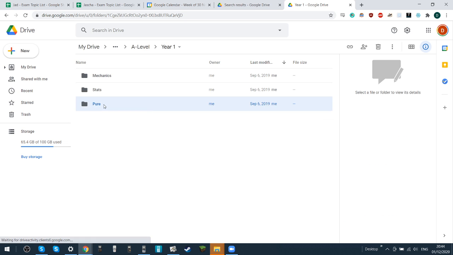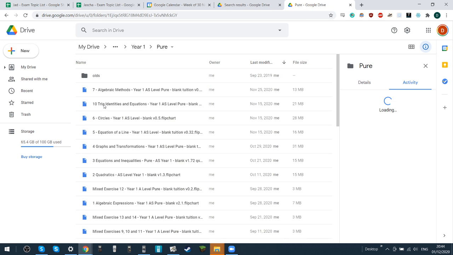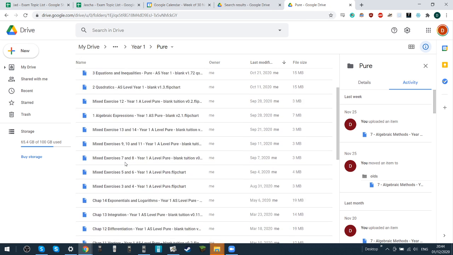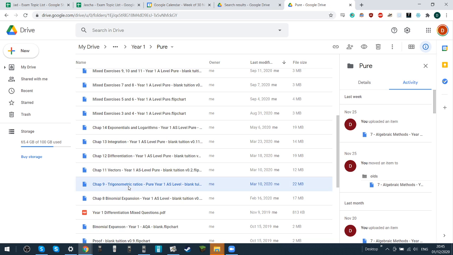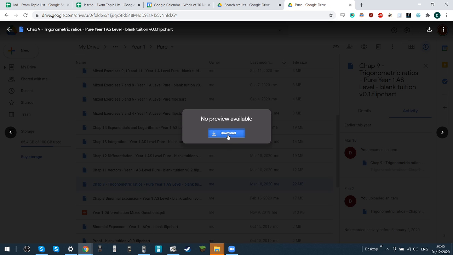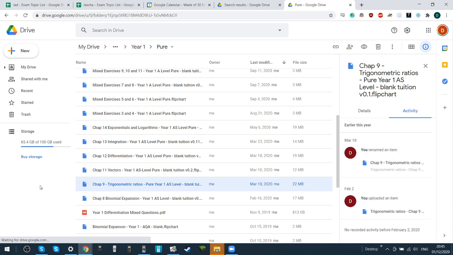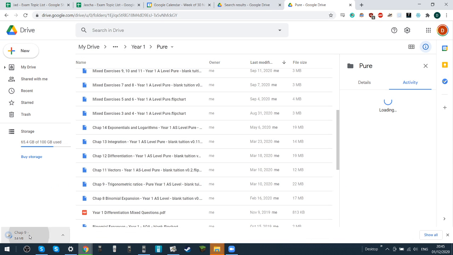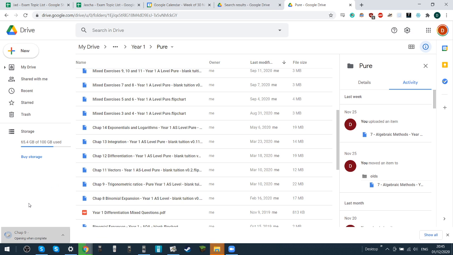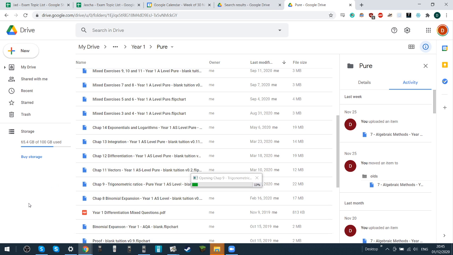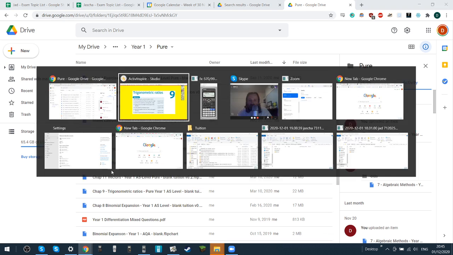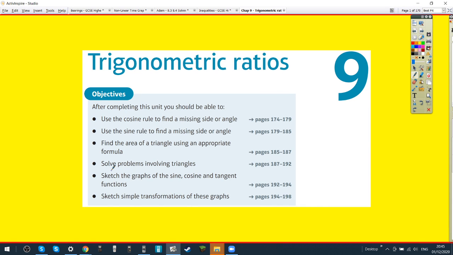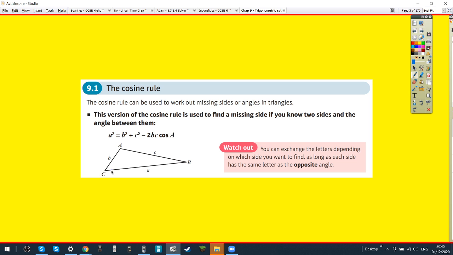Okay, pure. Trig ratios. Okay. Welcome to hell. I'm teaching year 2 trig at the moment, and it's definitely the most difficult in year 2. It's one of the most difficult in year 1 as well, is my guess.